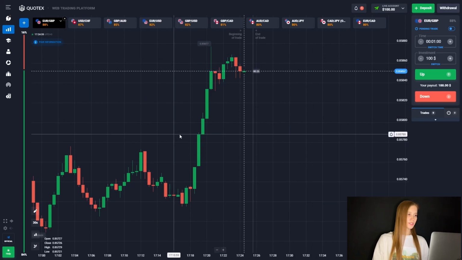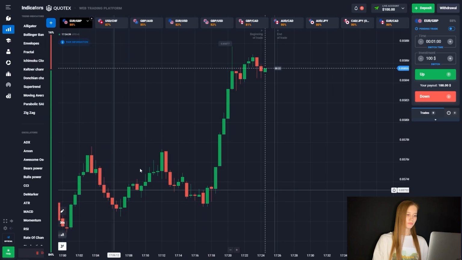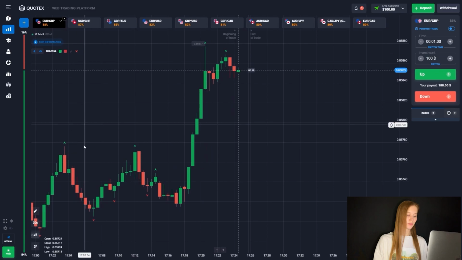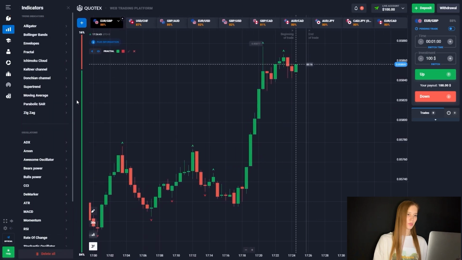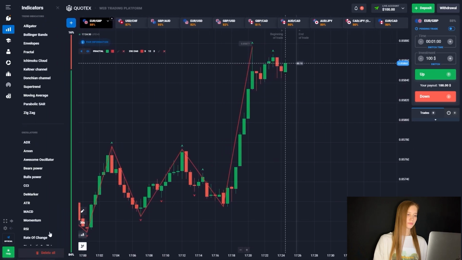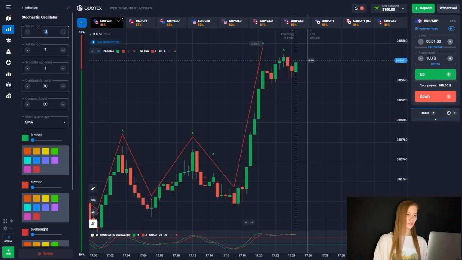So let's start our trading session and add our indicators. First one will be a fractal. The second one will be zigzag indicator. Everything is the same settings.